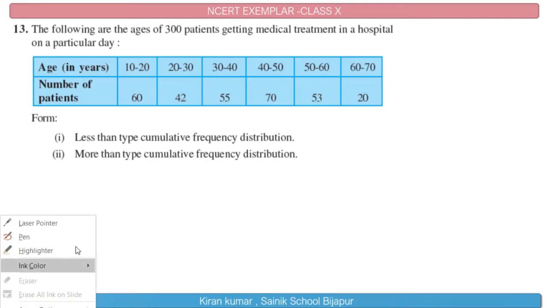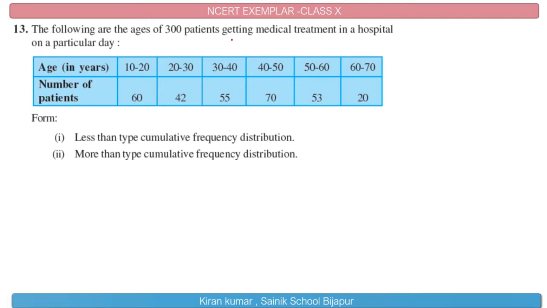The ages of 300 patients getting medical treatment in a hospital on a particular day are given in terms of class interval and the number of patients. Form less than type cumulative frequency distribution and also more than type cumulative frequency distribution. Let's do that.